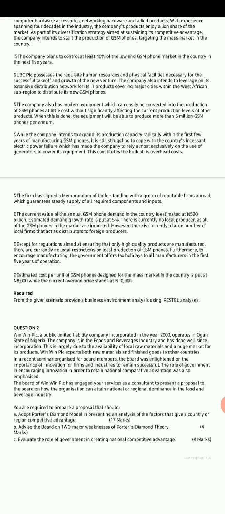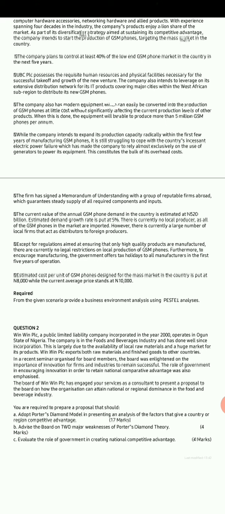of pestle analysis. Now, estimated cost per unit of GSM phone designed for the mass market in the country is put at 8,000 naira, while the current average price stands at 10,000 naira. Now, having looked at this question, we can discover that we don't really have many factors in respect to pestle analysis. This is more or less like a SWOT analysis question, because when you read through the question, you discover that you can easily identify the strengths, weaknesses, opportunities and threats of this particular company. Whereas in respect to pestle analysis, we have just few points here.